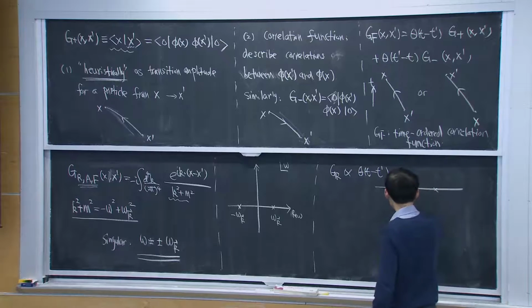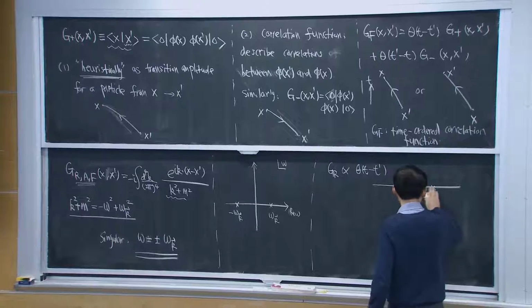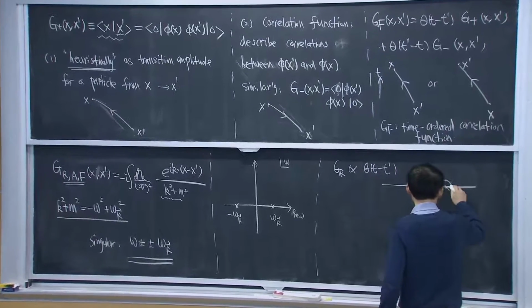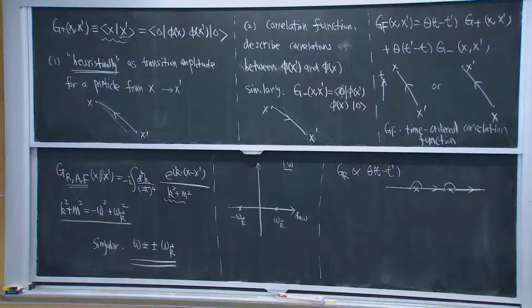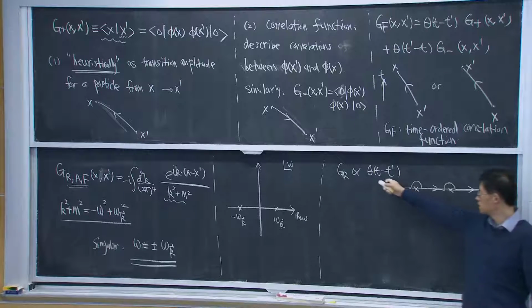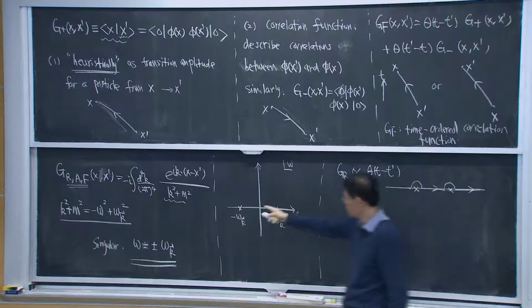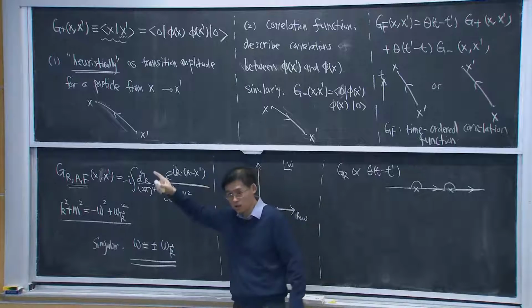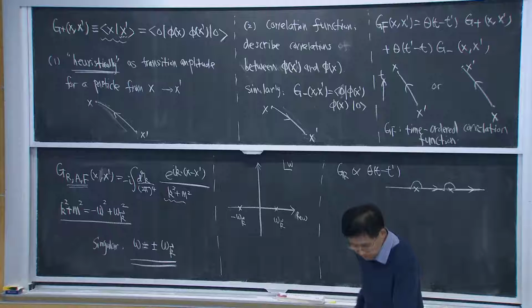So that means you actually need to change your contour to go above the singularity, to go above both singularities. Okay, so that will guarantee you get something proportional to theta of t minus t prime when you do the omega integral using the contours.